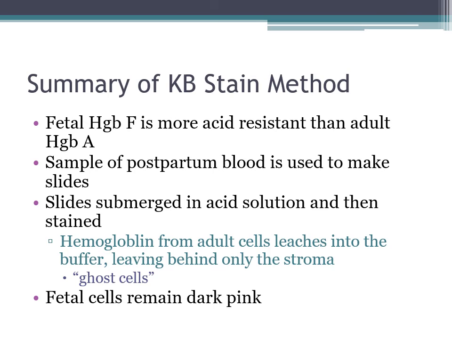A summary of the Kleihauer-Betke stain method. Fetal hemoglobin F is more acid resistant than adult hemoglobin A. So a sample of postpartum blood is used to make slides. Slides are submerged in an acid solution and then stained. Hemoglobin from the adult cells leaches into the buffer, leaving behind only stroma, also known as ghost cells. These fetal cells, which are more resistant to the acid, remain a dark pink.